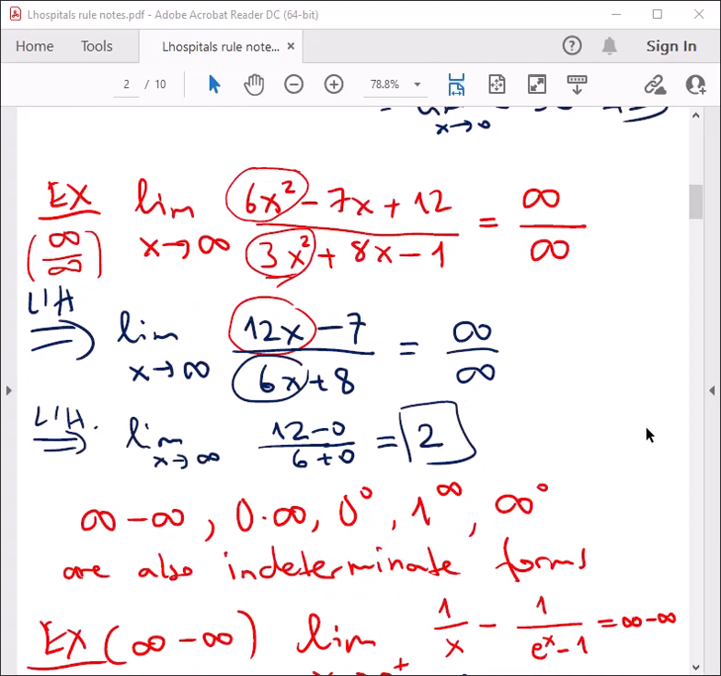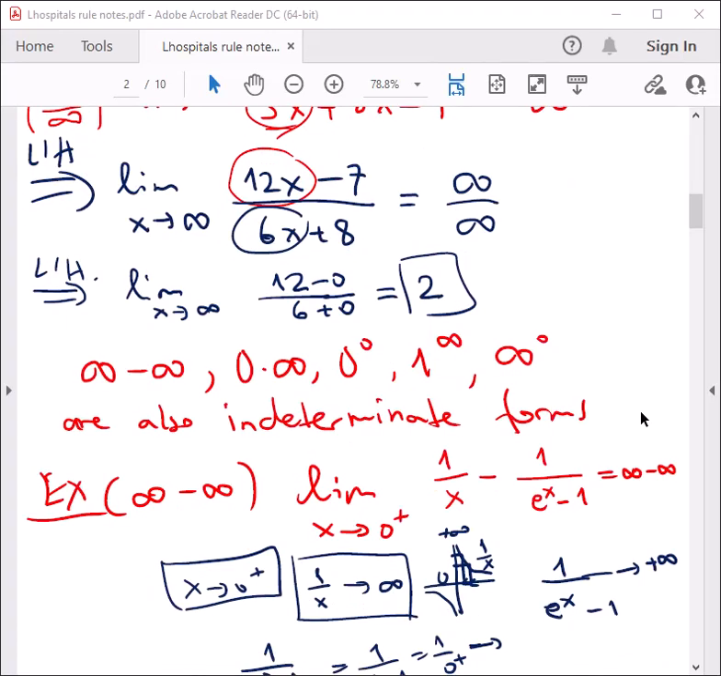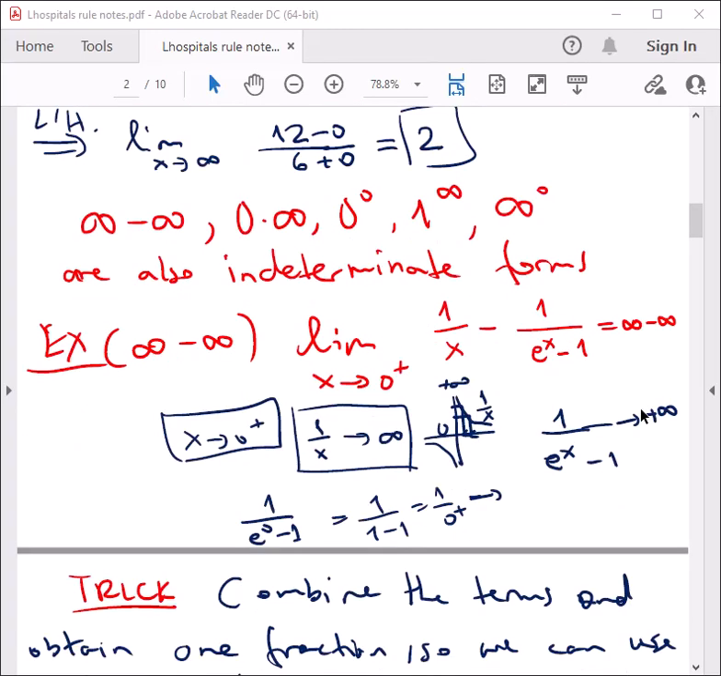Now, there are other indeterminate forms, like one of them is infinity minus infinity, 0 times infinity, 0 to the 0, 1 to the infinity, and infinity to the 0. These are other indeterminate forms. So this is an example for infinity minus infinity.